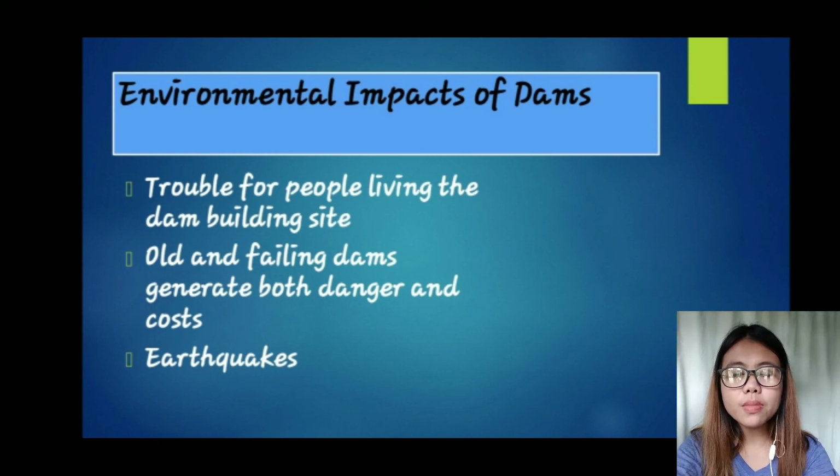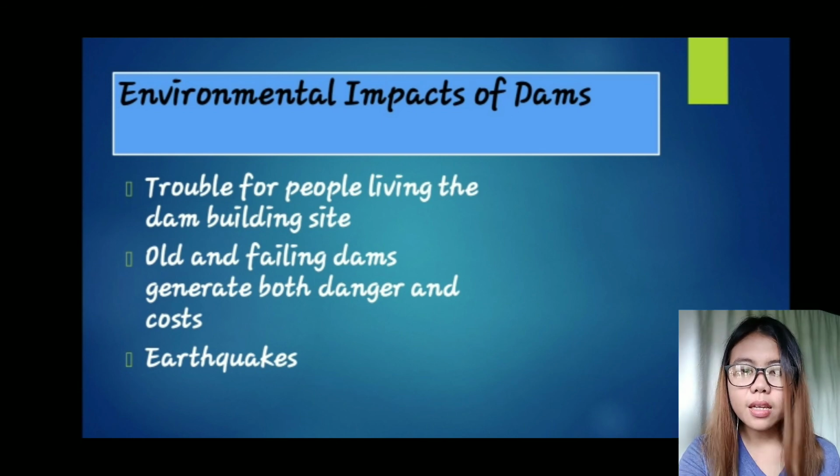Old and failing dams generate both danger and costs. In 2017, nearly 2,000 state-regulated high-hazard dams needed repair. These are dams that could result in high loss of life if they fail.